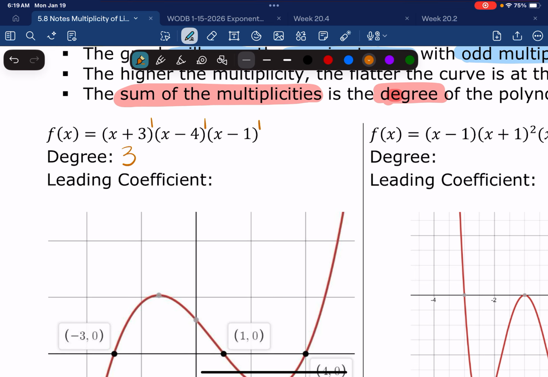Now our leading coefficient: if we were to multiply all of these out together, we would have a positive x times a positive x times a positive x. That gives us a leading coefficient of 1. The number in front of each of those x values is 1. We multiply them together, we still get 1.